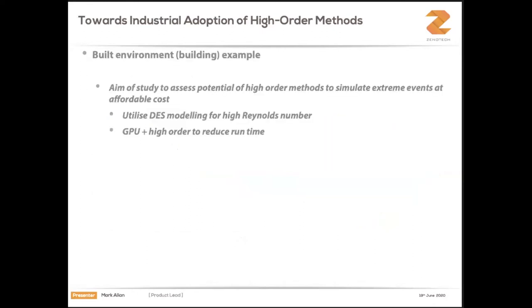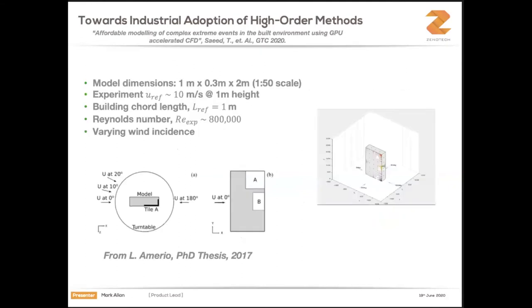And then the second test case we looked at was a built environment building example. Again, as I said before, the aim of this study was to try and assess the potential of higher order methods to observe these extreme events that were seen in experiment. So here we were utilizing DES modeling to allow us to run a high Reynolds number, and then GPUs and high order to try and reduce the runtime. Again, I'm sure this will be covered in much more detail later on.